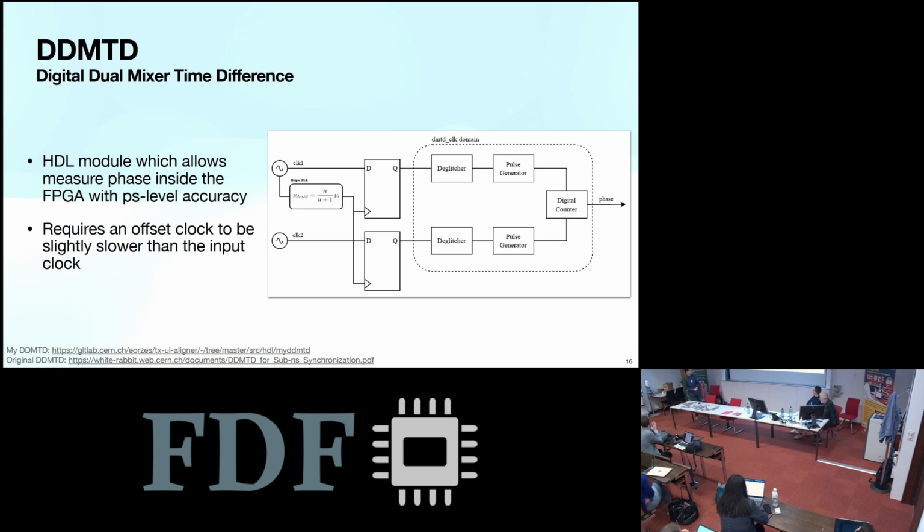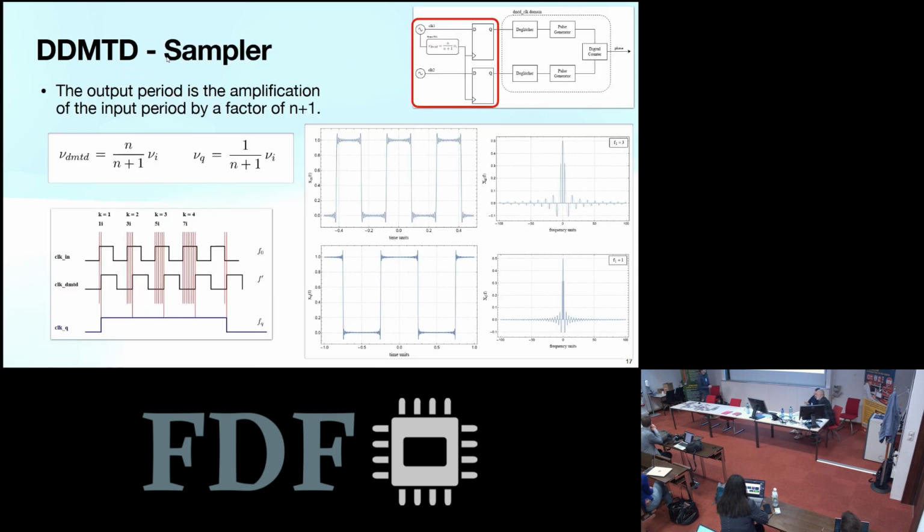So this system requires an offset clock to be provided, and this offset clock has to have a frequency which is very close but smaller to the input frequencies of the clock we want to do the phase measurements on. So we have a front end in this DDMTD, which is the time critical part. And so this front end is made of 2 samplers, which sample the input clock with this slightly slower clock.